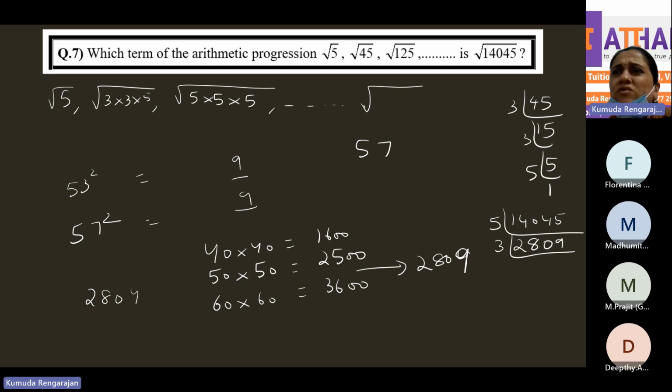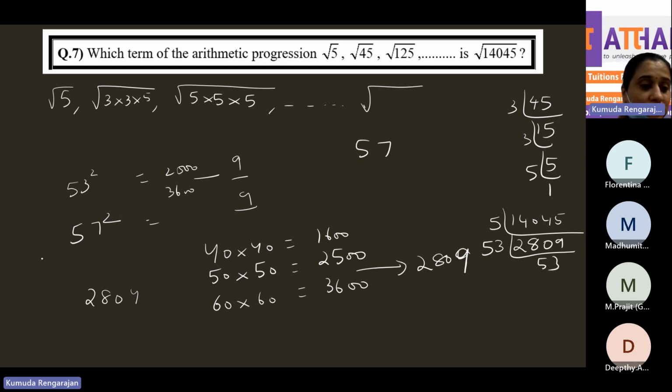So this mind work, you can do it faster. Now I'm taking this long to tell you. So you can easily make out 2809 is between 2500 and 3600, so between 50 square and 60 square. It should end with 9. So 53, 57. 57 is divisible by 3, so that's not possible. So 53. 53 is a prime number.